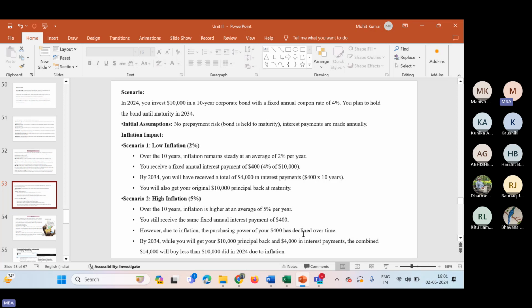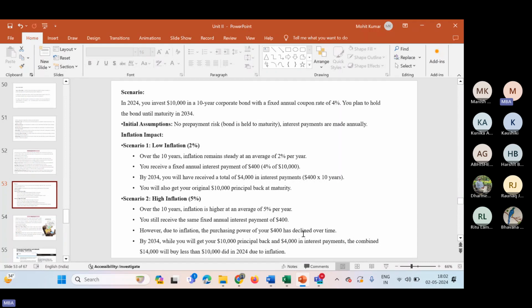So let's assume there are multiple scenarios. For example, in 2024, you invest $10,000 in a 10-year corporate bond with a fixed annual coupon rate of 4%. You have planned to hold the bond until maturity in 2034. Your initial assumption is no prepayment risk. The bond is held to maturity, meaning you are buying the bond today and not redeeming it, and you will keep it till its maturity. Now, suppose there is low inflation and over 10 years the inflation rate is constant at around 2% per year. You don't need to worry about it because your fixed income coupon rate is already 4%.